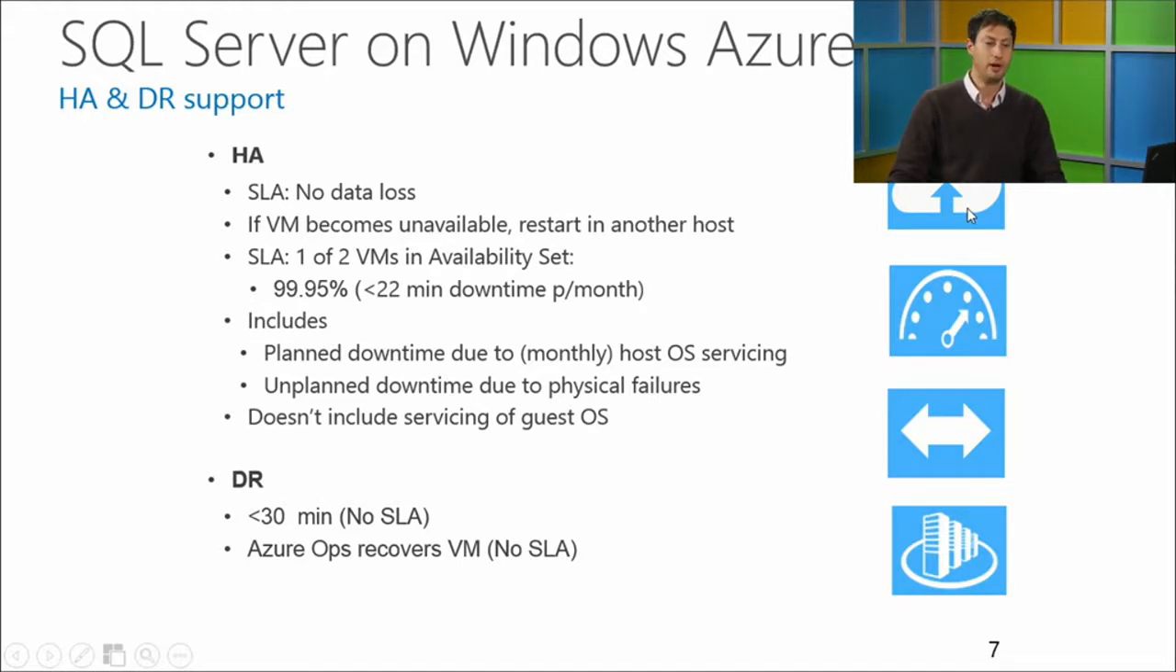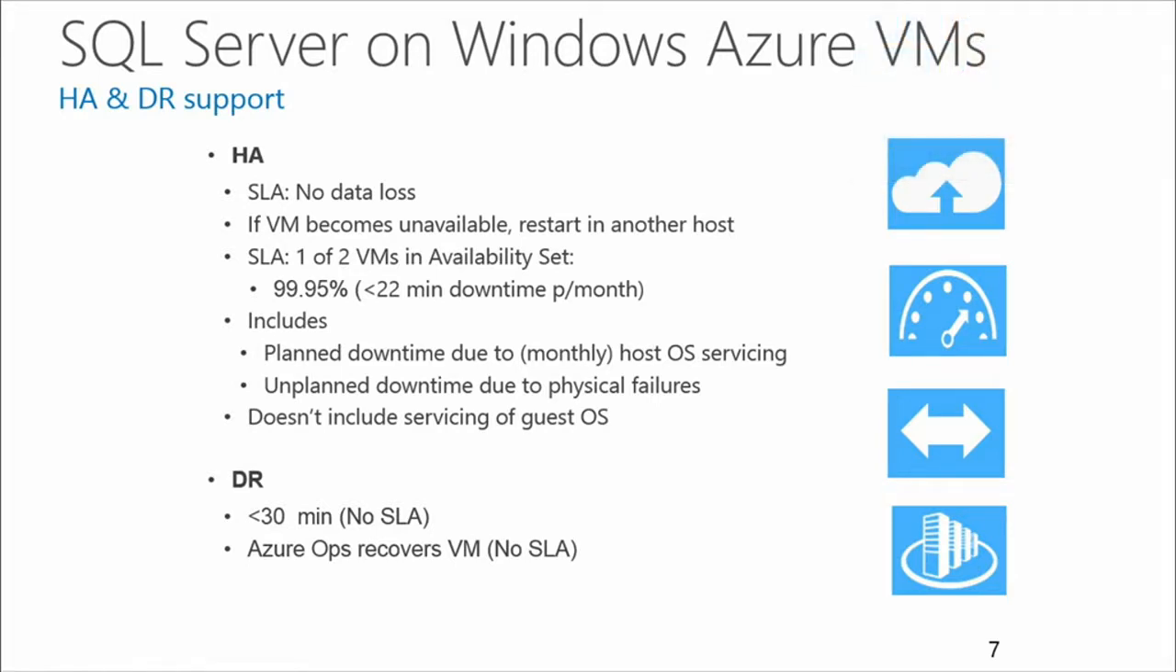So let's start talking about SQL Server on Windows Azure VMs, and let's talk first about high availability and disaster recovery, because that's what we're going to focus on most today. In terms of high availability, the first SLA that we have is you will never lose any data. We guarantee that through the 3 copies of data, so your data is always available. If a virtual machine becomes unavailable, for example because an upgrade is happening on the host machine, the virtual machine will automatically restart in a different host.